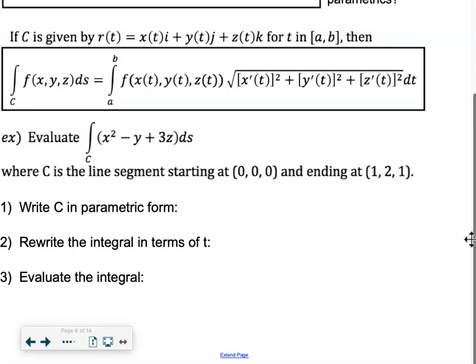The first thing that you need is your curve, your C, in parametric form. So I want you to take a minute and do what you just did like 3 times and find the equation in parametric form of the line that starts at 0, 0, 0 and ends at 1, 2, 1. Once you get your equation, see if you can find your restriction on your t values. What t do you need to plug in to start at 0, 0, 0 and end at 1, 2, 1?